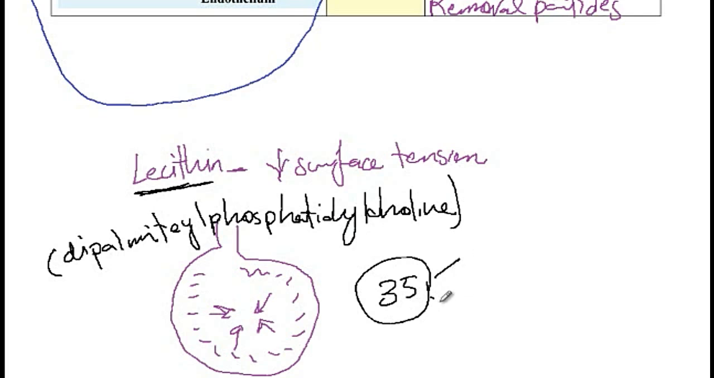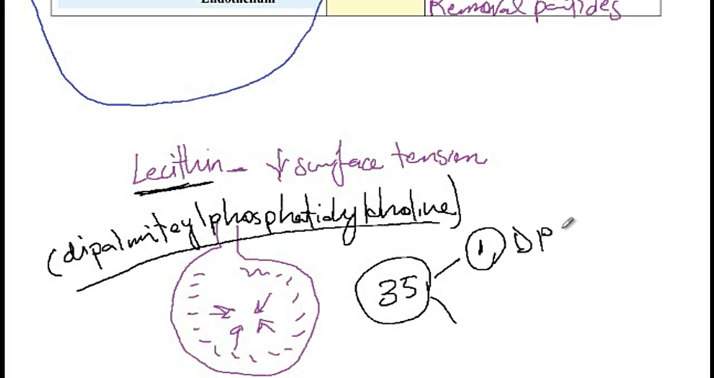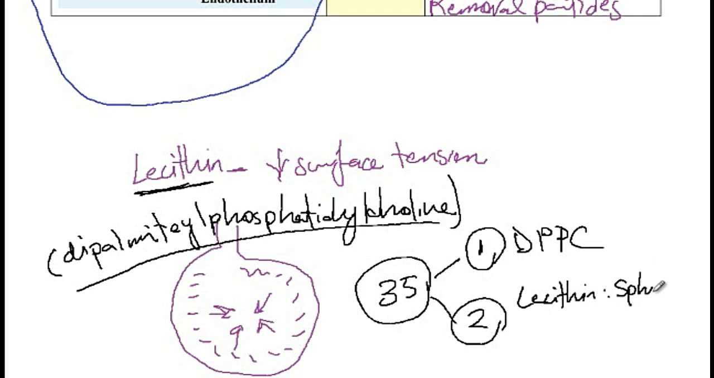So the way that you can check for the maturity of the fetal lung is, one, to check for the presence of dipalmitoylphosphatidylcholine, and two, by checking the ratio of the lecithin to sphingomyelin in the amniotic fluid. And if the ratio is more than 2, then it means that the fetal lung is mature.